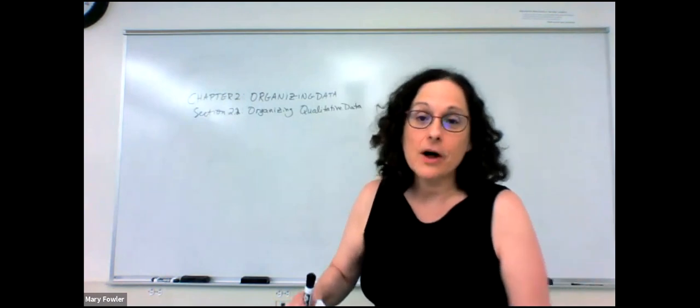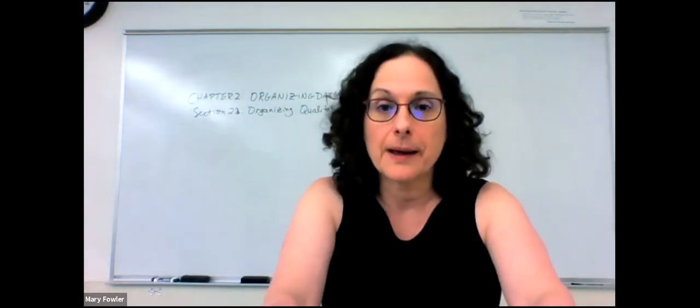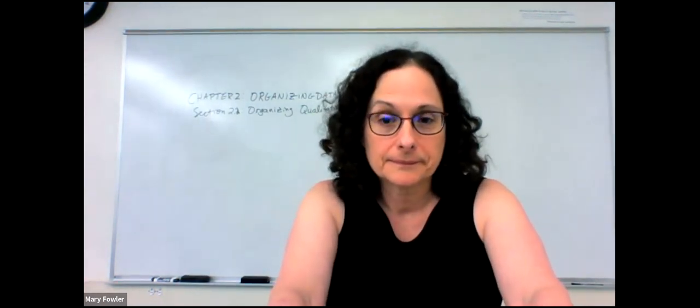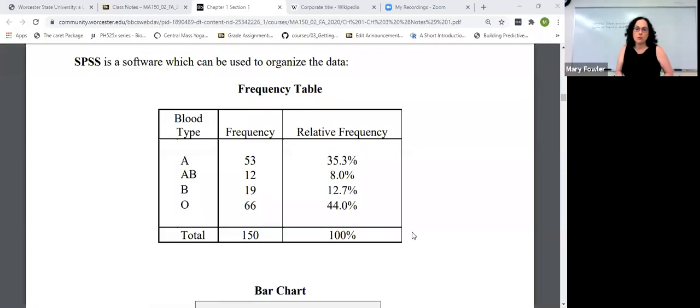So we saw in the notes that I just presented, and I'll just bring that back up, that the most common blood type is O, right? 44% of the patients represented in that data set have a blood type O. 35.3% have the blood type A, 12.7% have a blood type of B, and 8% have a blood type of AB.